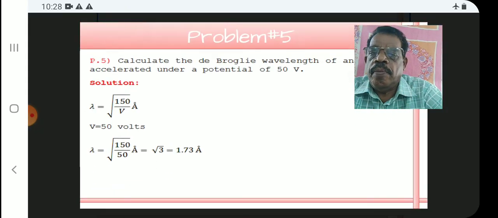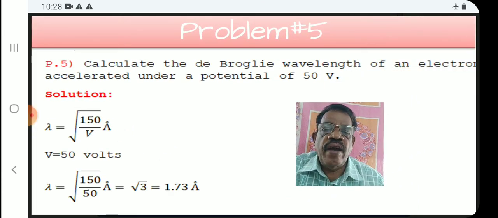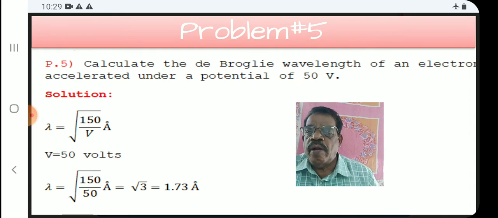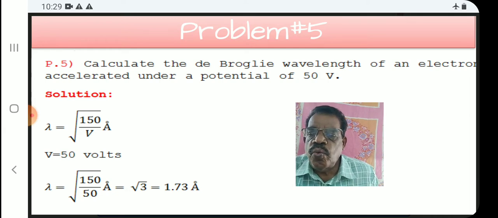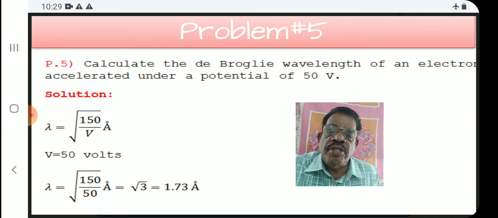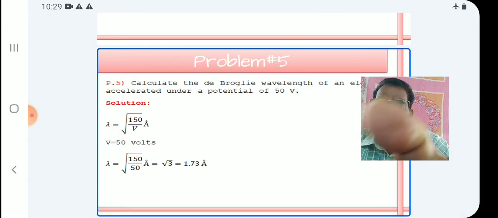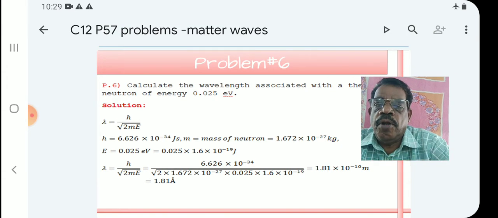Next problem. Calculate the de Broglie wavelength of an electron accelerated under a potential of 50 volt. Similar problem. Lambda is root of 150 by V angstrom. Putting 50, we get root 3. Lambda is root 3, which is 1.732 angstrom, or 1.73 angstrom. Next problem.